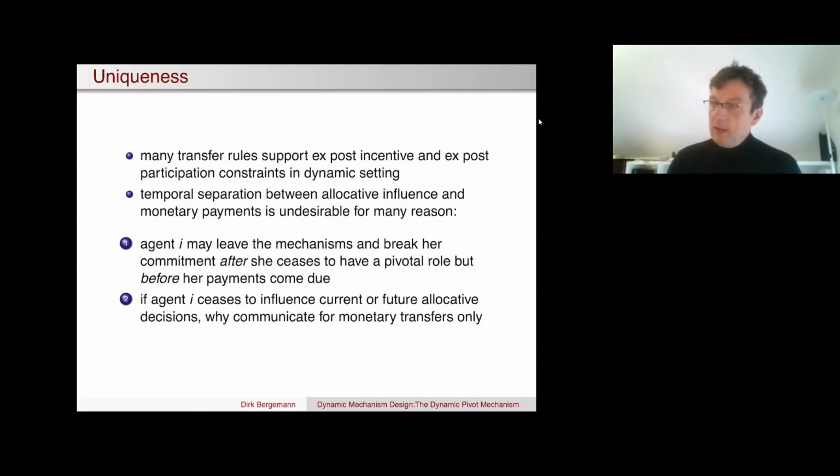This temporal separation between the allocative influence and the monetary payment is undesirable for many reasons. An agent may leave the mechanism and break her commitment after she ceases to have an influence on the allocation. If I expect that I will have no influence on the allocation anymore, then why should I want to continue participating? Everything will still move on even in my absence. And in particular, I may not have an interest to communicate my information.